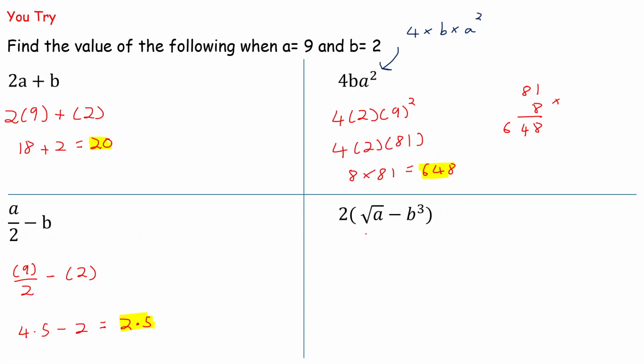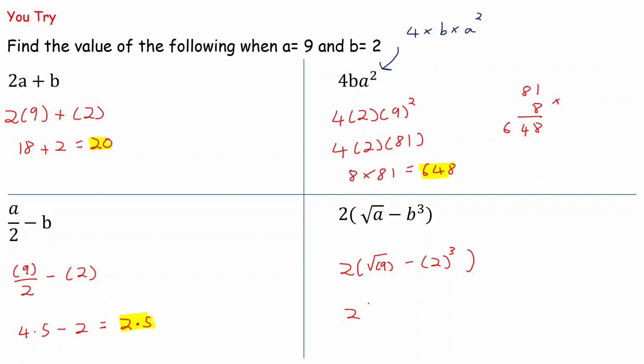Question 4, again, more tricky, but just write it out exactly how it is, substituting in the values of a and b. So we've got here 2, you've got your bracket, you've got the square root of a is 9, so the square root of 9. You're taking away b cubed, well, b is equal to 2, so substitute it in using a bracket, then you're cubing it. Okay, let's work through it.